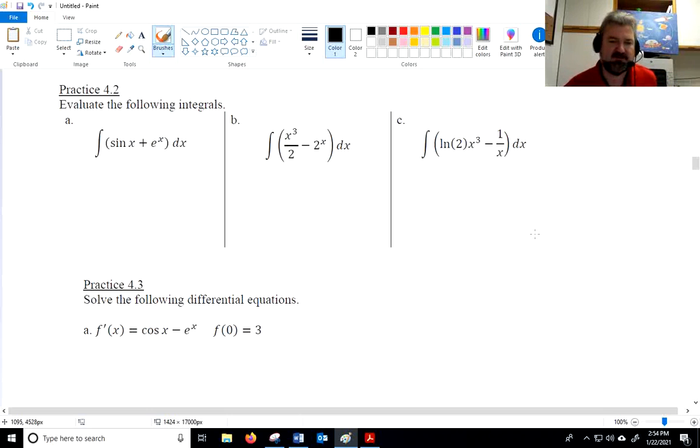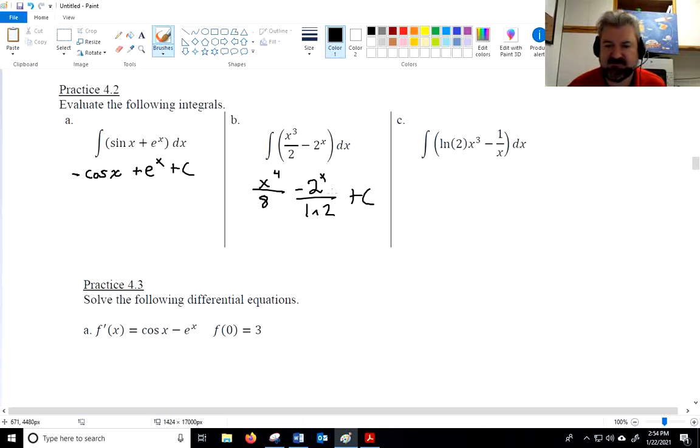Okay, let's see how we did. The integral of sine x is negative cosine of x. Remember, when you integrate, if you get co in your answer, make it negative. The integral of e to the x is e to the x, and then plus c. On this one here, you should have just raised the exponent by 1 and divided by the new one. Since I've already got a denominator of 2, they just multiply. And the integral of 2 to the x is 2 to the x divided by the natural log of 2, because of the rule for bases other than e.